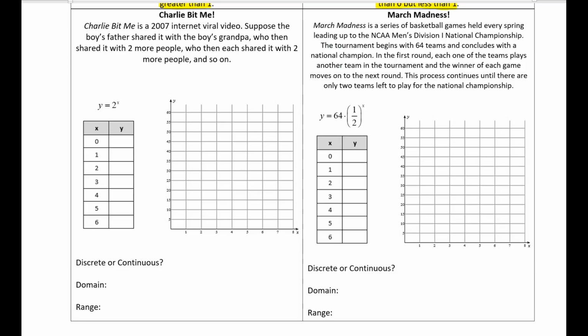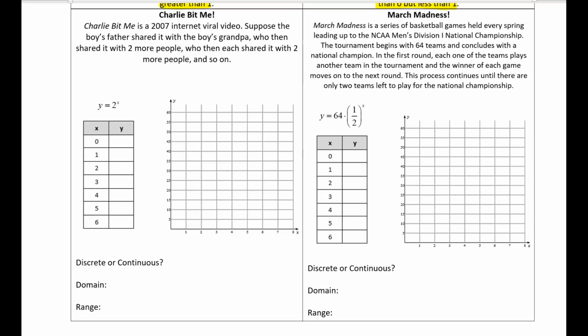So that was the video, Charlie Bit Me. Sorry the audio wasn't the best, but you probably got the gist of what was going on. So the next part is a little bit of a fabrication, just to go with our problem. It says, suppose the boy's father shared it with the boy's grandpa, who then shared it with 2 more people, who then shared it with 2 more people, and so on.